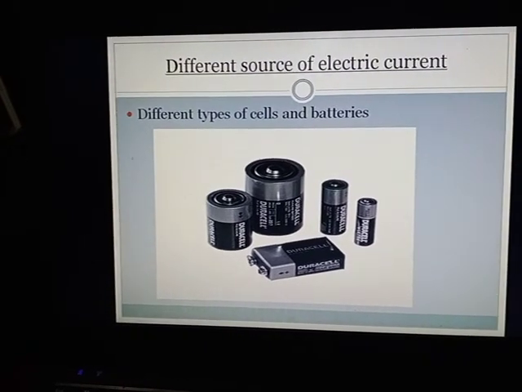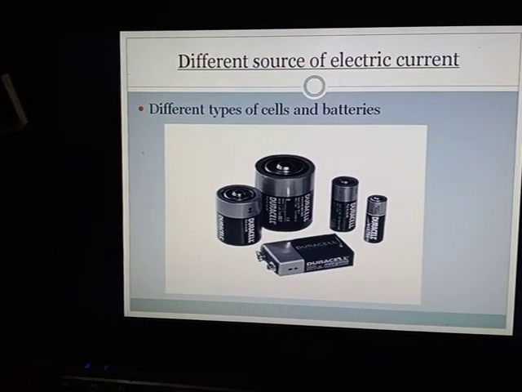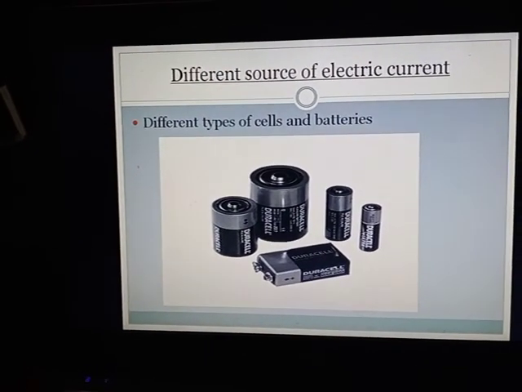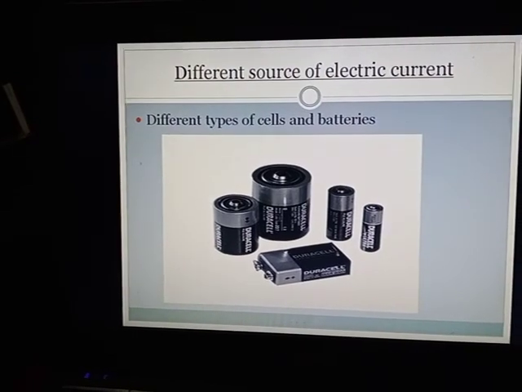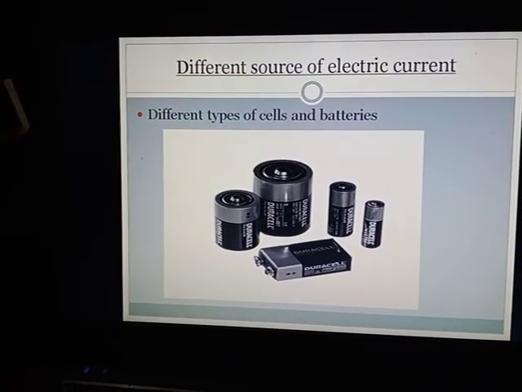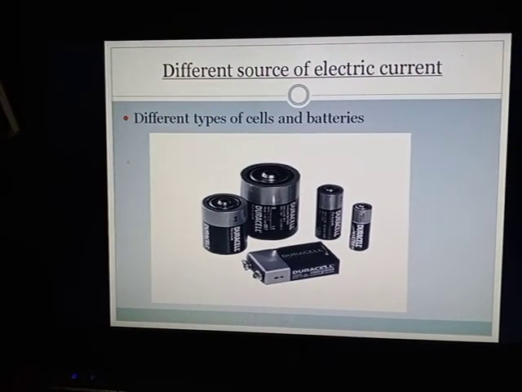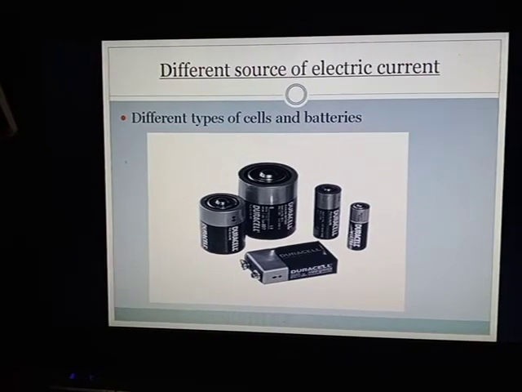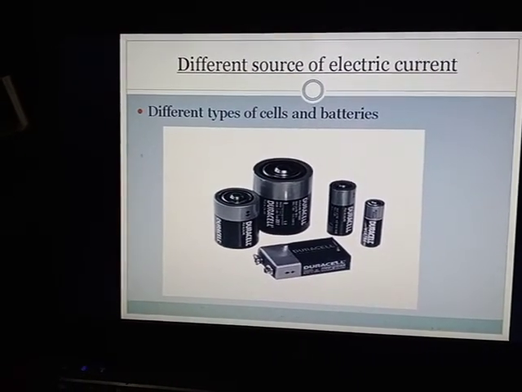Next are the different sources of electric current, from where we get the electric current. Suppose in our house we put on the switch and we have electric current, because there is wiring in our house. But sometimes when power is gone, then we use the torch. The electric current we get from the cell. So these are the different sources. These are the different kinds of cells and batteries.